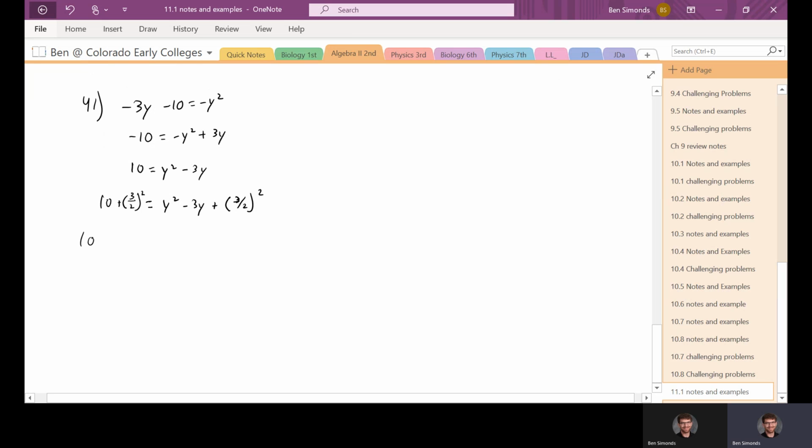So 10 plus 9 divided by 4. When you have a fraction squared, you just square both halves of it. So 3 squared is 9, 2 squared is 4, 9 divided by 4.